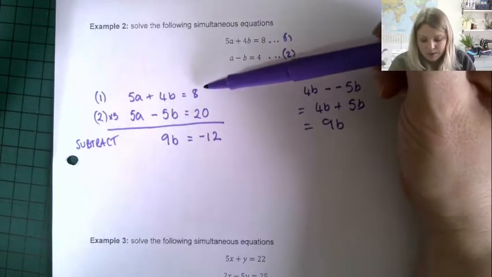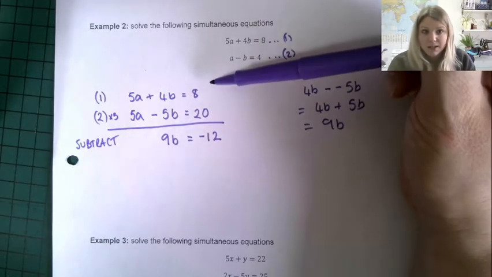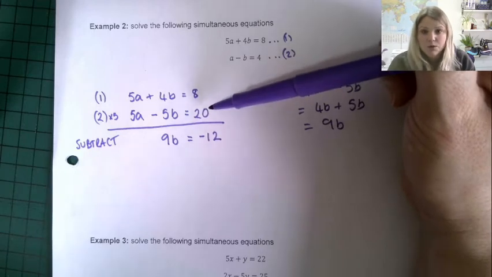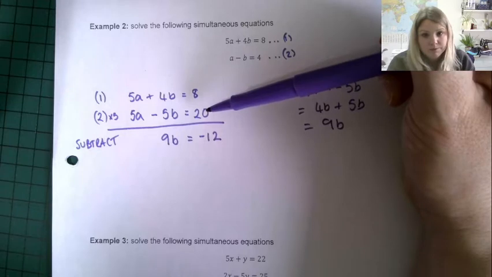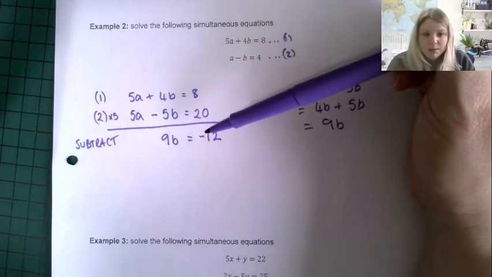It is. So remember, we're always taking the bottom equation away from the top one, so don't suddenly turn around and do 20 take away 8 here. Make sure you do top number take away bottom number. Okay, so we've got 9b equals minus 12.